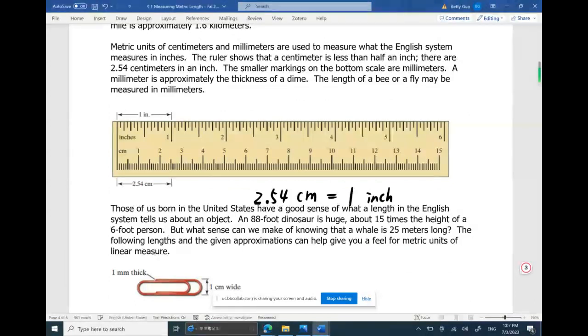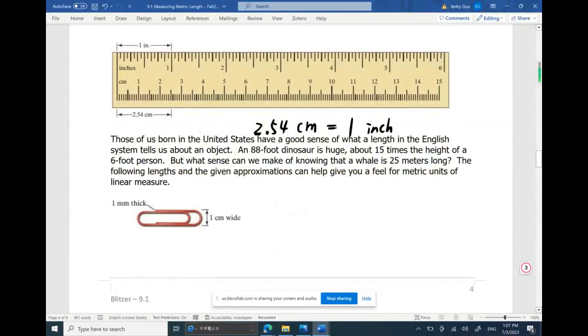I do not remember a lot of things, but I remember this one, because I use it as the bridge that connects the two systems, metric and English. You know how much 1 inch is, right? And think about how much 1 centimeter is. It's around the width of the nail of your thumb. So that's around 1 centimeter.